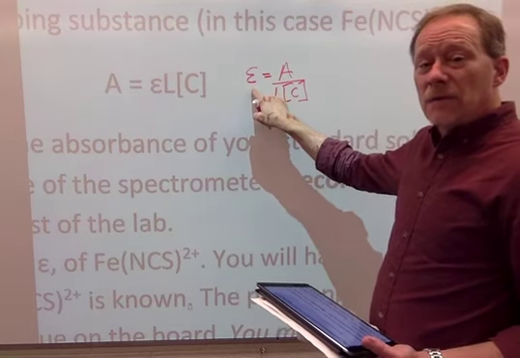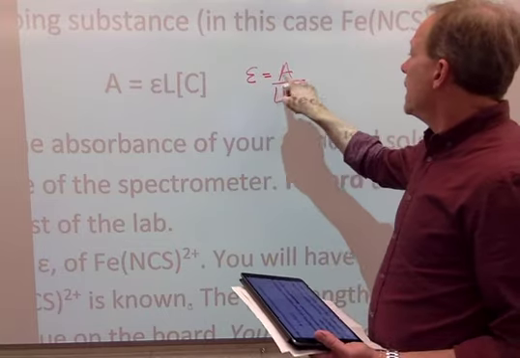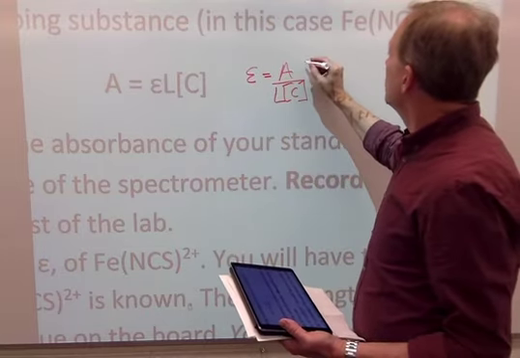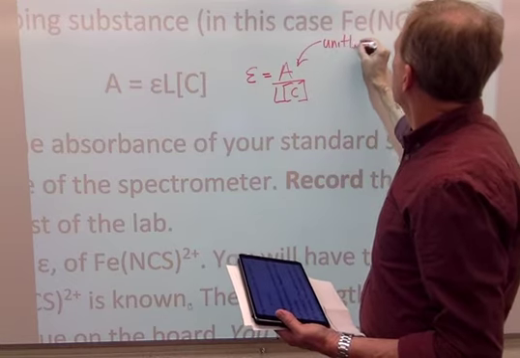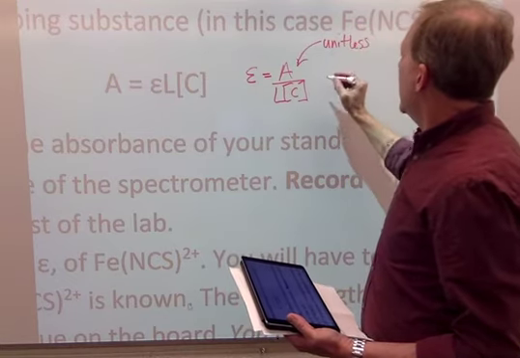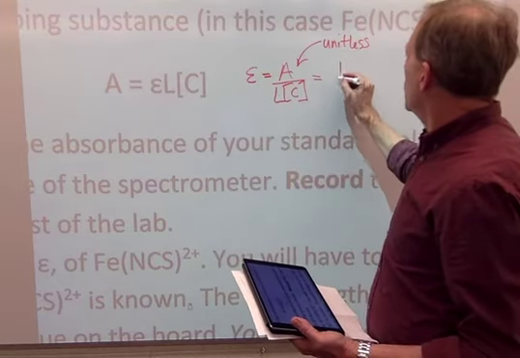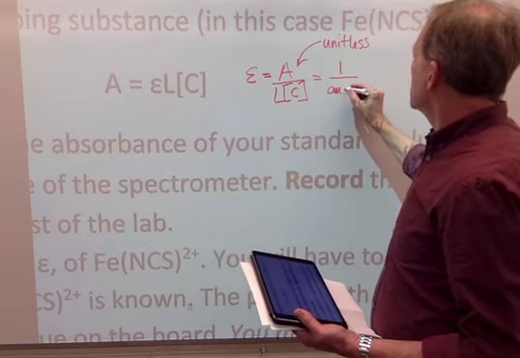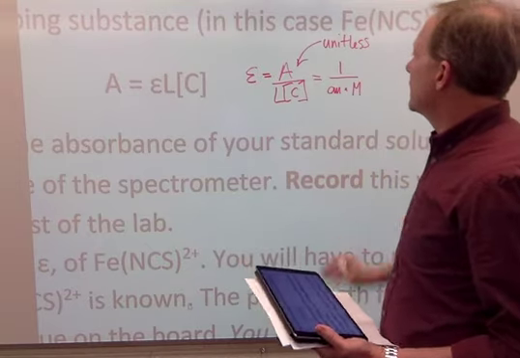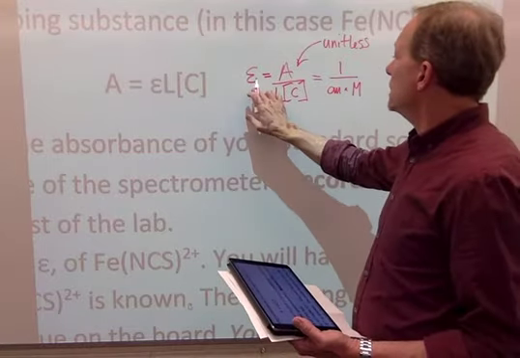Now let me talk for a moment about units of this. It's not explained well in the lab guide. Absorbance is unitless. And so the units of epsilon are 1 over centimeters times molarity. So inverse centimeters, inverse molarity are the units of epsilon.